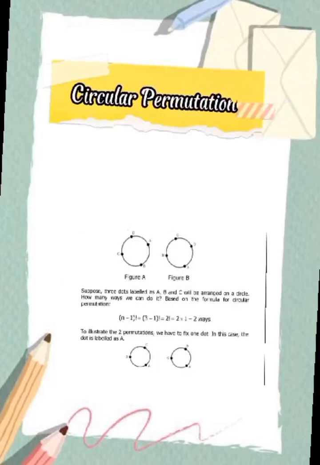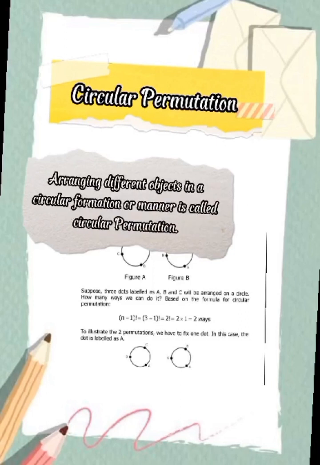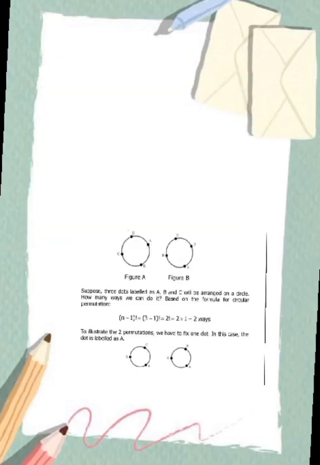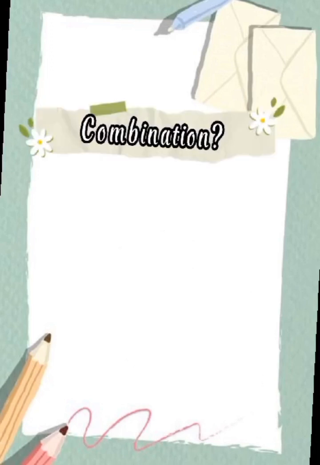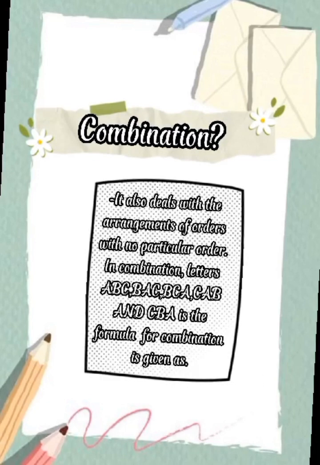And we have circular permutation. Arranging different objects in a circular formation or manner is called circular permutation. Figure A and figure B on the screen cannot be considered as different permutations if the dots are just moved in a clockwise direction. Combination. It deals with selections where there is no particular order. In combination, the letters ABC, BAC, BCA, CAB, and CBA are counted as one. The formula for combination is given as follows.